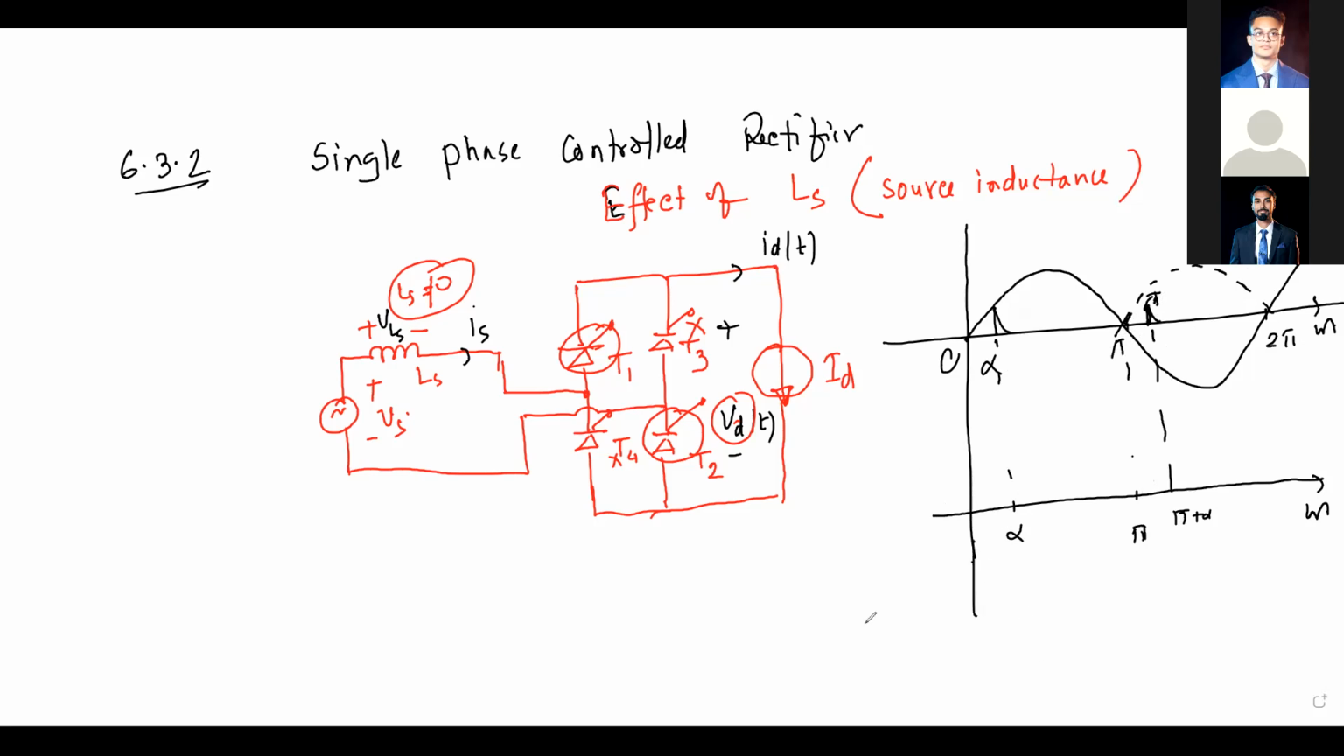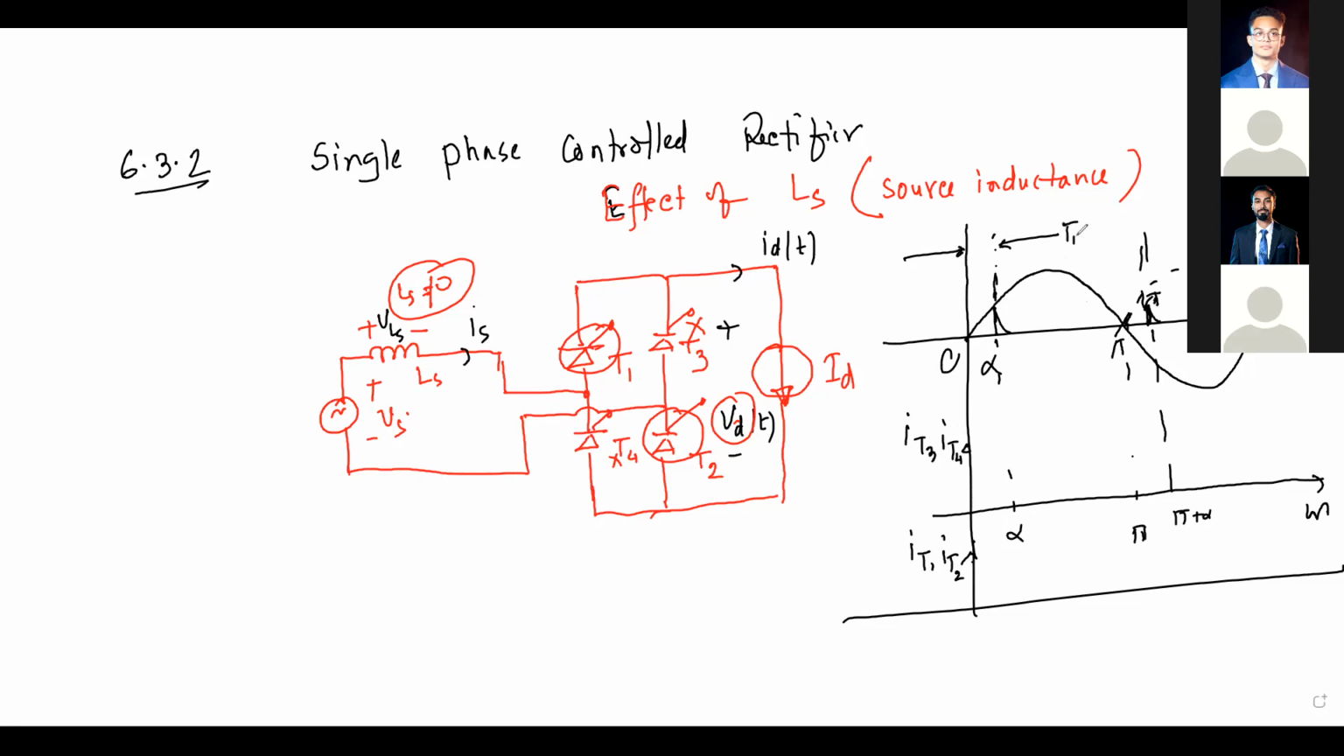So now, suppose this is your IT1 and this is your IT2. Suppose this is your IT3 and this is your IT4. So 0 to alpha, which thyristor should be conducting? Alpha to pi plus alpha, you know that T1 and T2, right? So here T3 and T4. T3 and T4 are conducting, carrying this current ID.